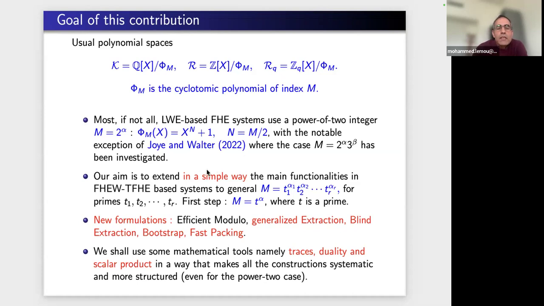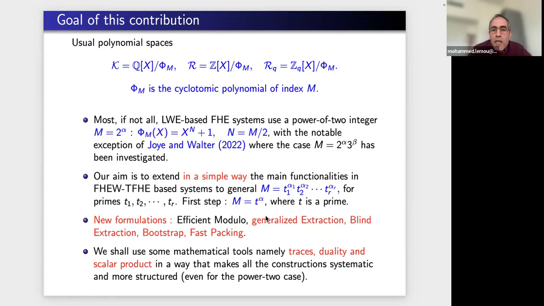So our aim is to extend, in a simple way, the main functionalities in FHEW or TFHE-based systems. And we want to extend these functionalities to general m, by which I mean an integer m which is a product of prime powers for some primes t1, t2 until tr. And we will be concerned with the first step, which is m equal to one prime power, where t is a prime, okay?